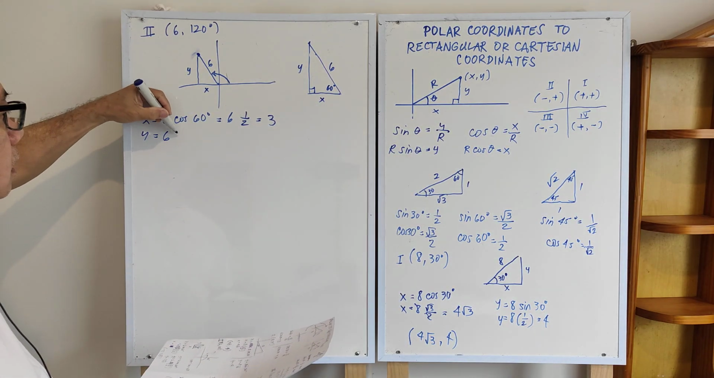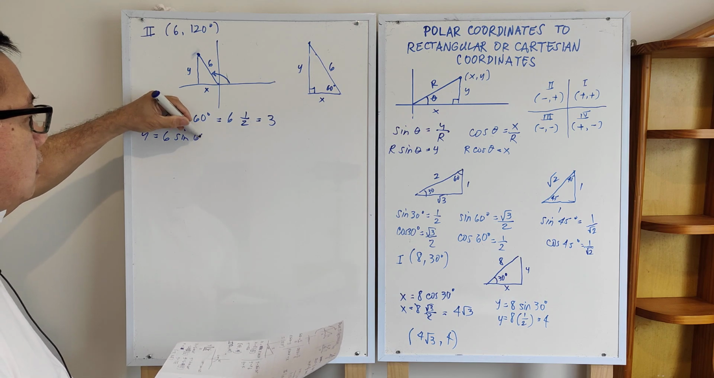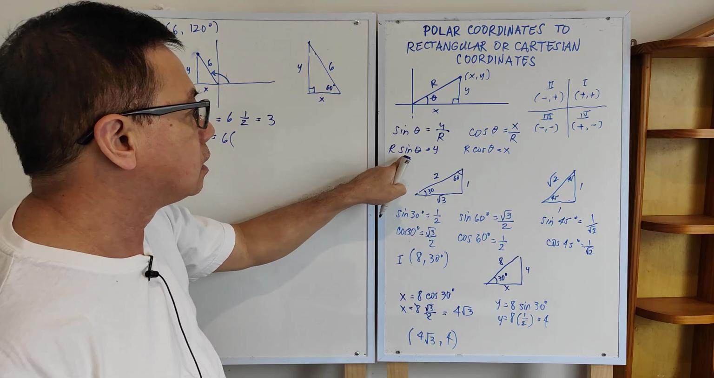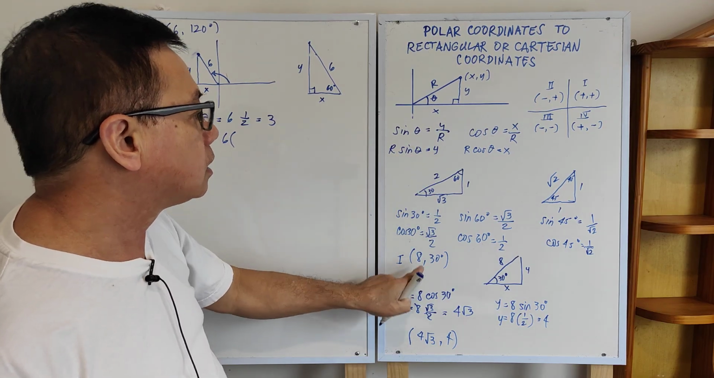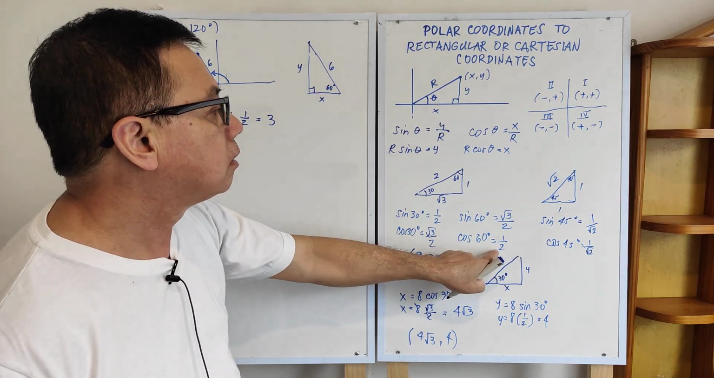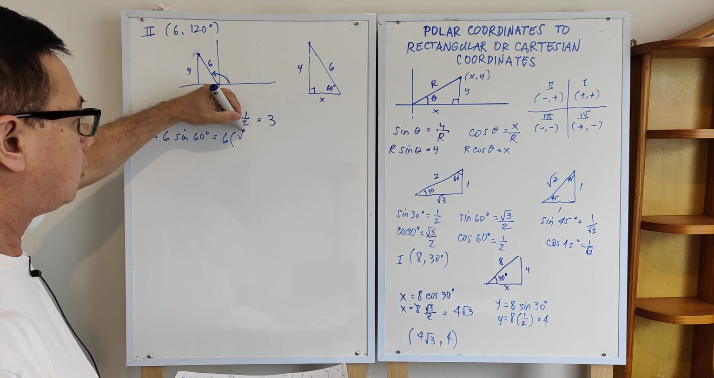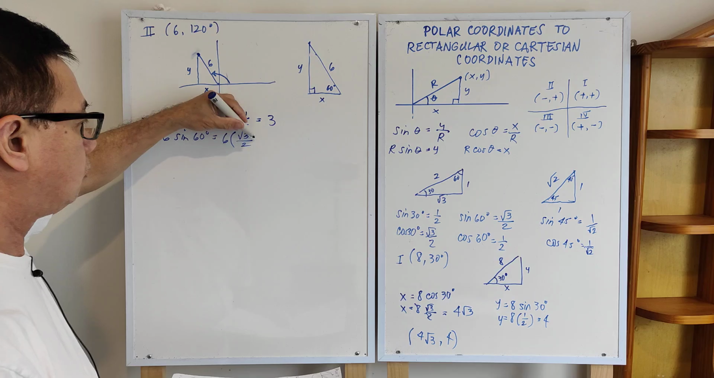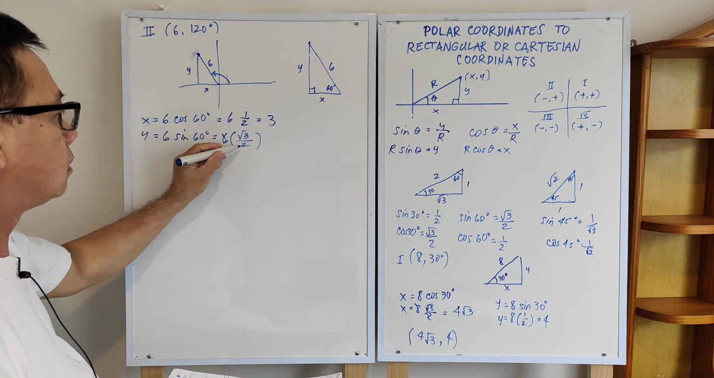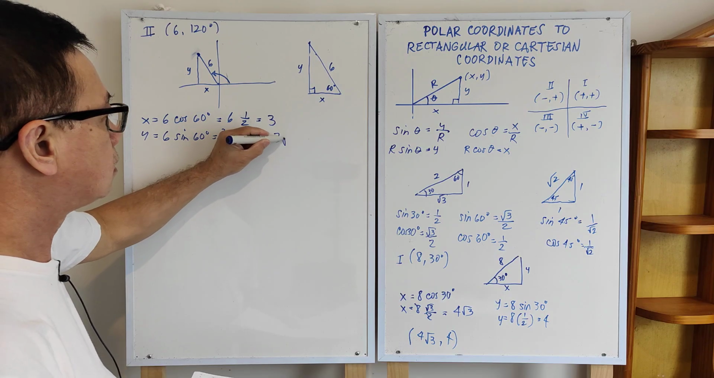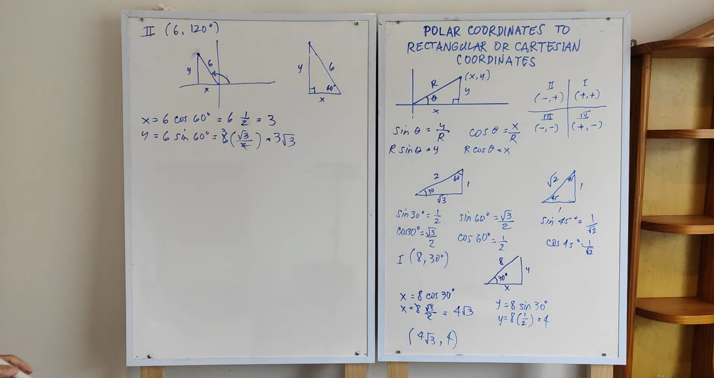So 6 sine of 60 degrees. So still 6 sine of 60 is square root of 3 over 2. So cancel out this one. So this becomes 3. So your y is 3 square root of 3.